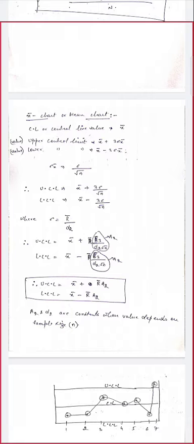So our upper control limit value is equal to X bar plus 3 sigma divided by under root small n. Lower control limit value is equal to X bar minus 3 sigma over under root small n, where sigma is equal to R bar by d2. So like this we can put the value of sigma in the values of upper control limit and lower control limit.